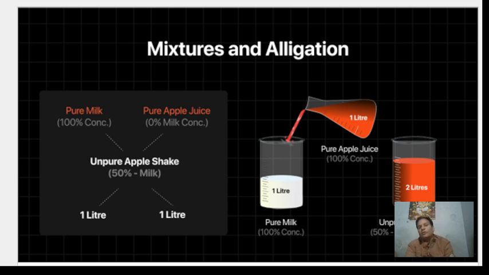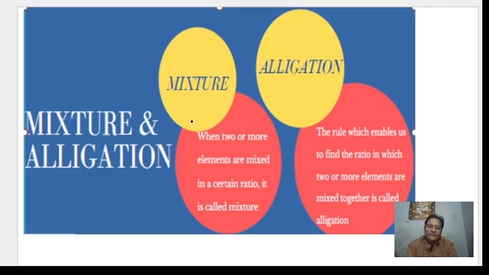I think you know the meaning of mixture and alligation as well. If you don't know, we are going to discuss it here. Here you can see the picture of mixing red liquid in white. This is the mixture. When two or more elements are mixed in a certain ratio, it is called a mixture. Again, what is alligation? Alligation is the method to find the ratio of the liquids or elements which are mixing together.